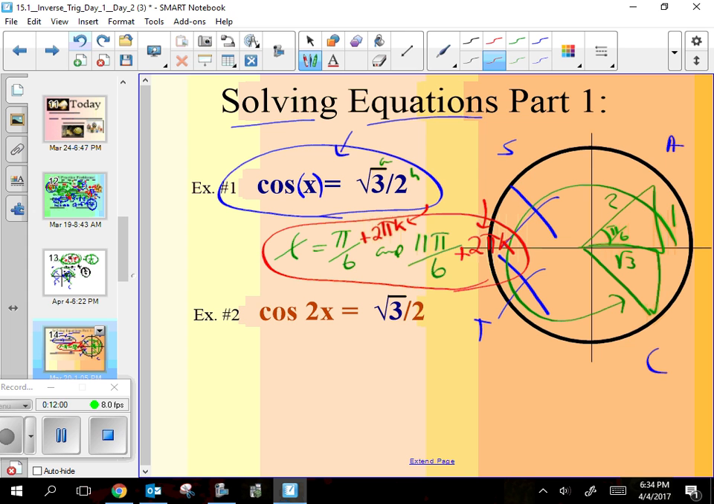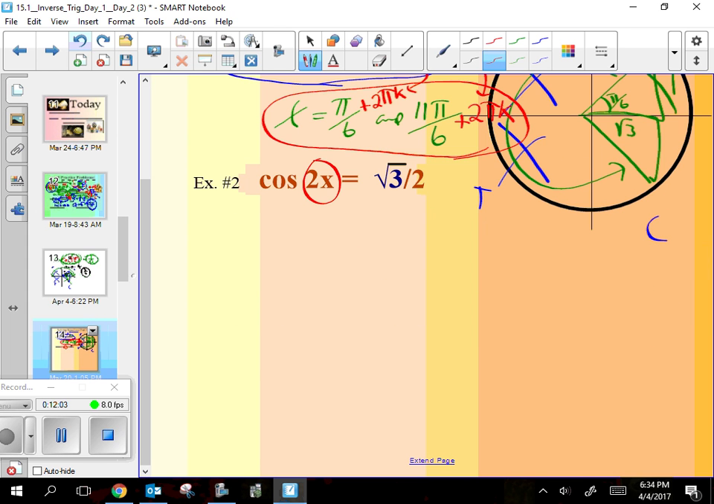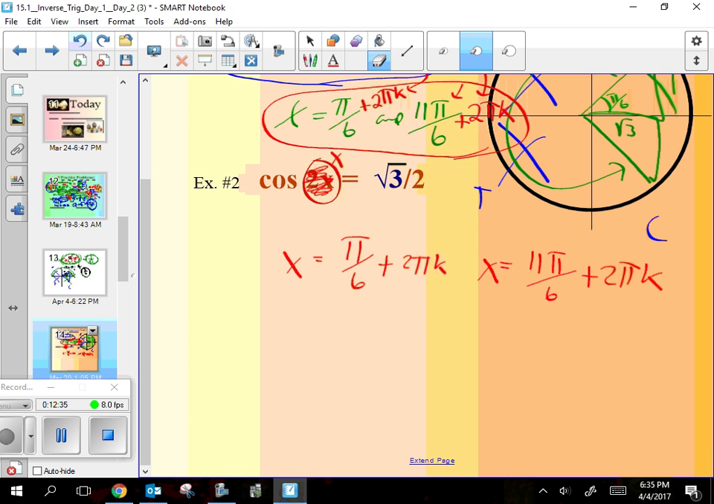Now this last one I want to talk through with you is cosine of 2x equals √3 over 2. Well, we just figured out, if this had just been x, the answers. And x was pi over 6 plus 2 pi k. And the other answer was this one, x equals 11 pi over 6 plus 2 pi k. And now they're asking me to find cosine of 2x. X isn't x anymore. X is 2x.